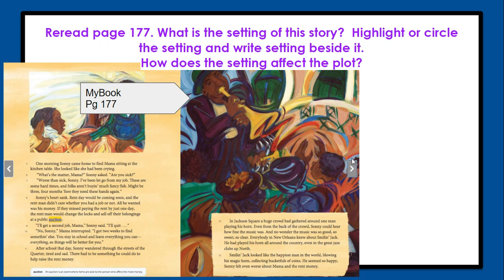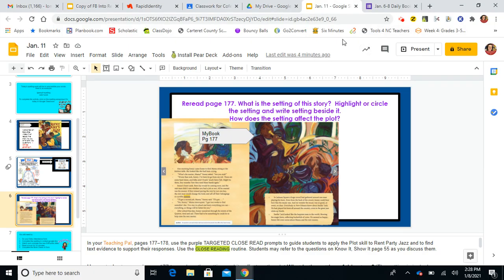So the setting is very helpful in the plot because it lets us know where the story is taking place. It lets us know what the time period is. It lets us know what is going on. This is not the same thing that might be happening in Alaska. You wouldn't be seeing people playing outside in the middle of the town in Alaska because it's too cold. So that answers those questions. Make sure that you have highlighted the setting and written the word setting beside it.